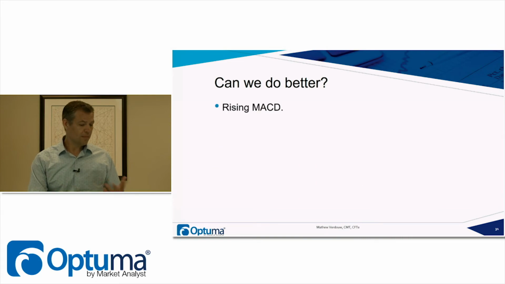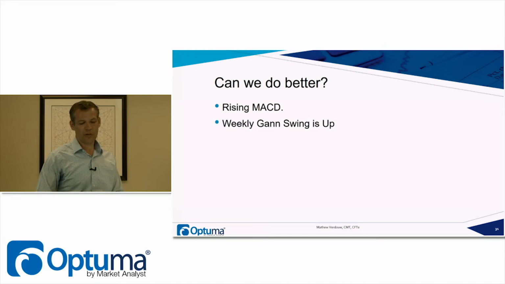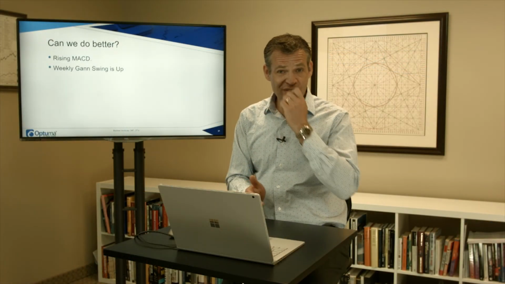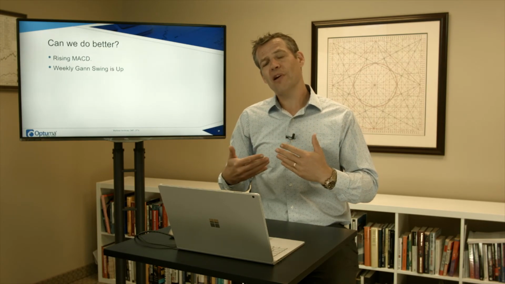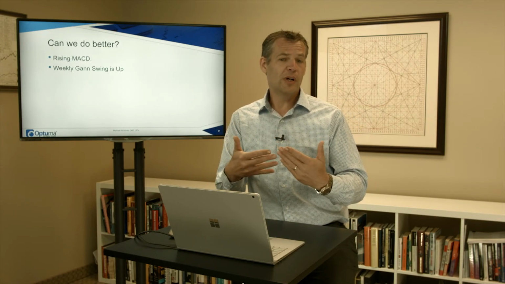Can we do better? There are some people who will use MACDs and moving averages. We can use them. We can also look at a weekly Gann swing chart. So all of this has been done on a daily basis. But what if I also add an extra filter, that I'm only going to take my daily signal if the weekly swing is up? It's a way that I can use 2 time frames to confirm what I'm doing.